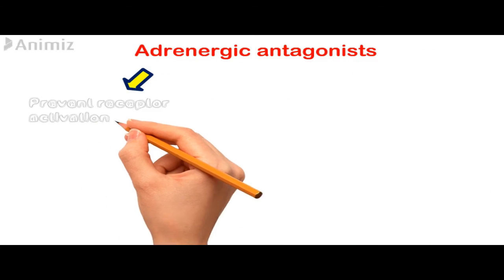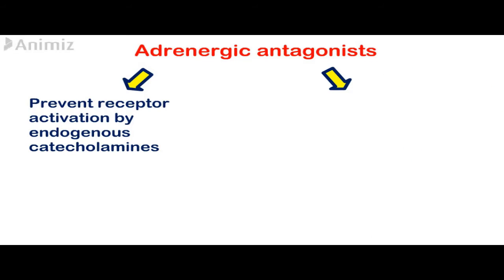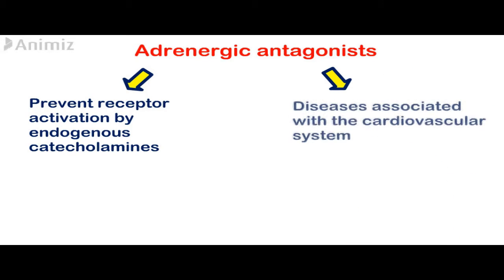Hello everyone, in this video we will be discussing adrenergic antagonists. These drugs bind to adrenergic receptors and prevent the activation of these receptors by endogenous catecholamines. And they are mostly used to treat diseases that are associated with the cardiovascular system.